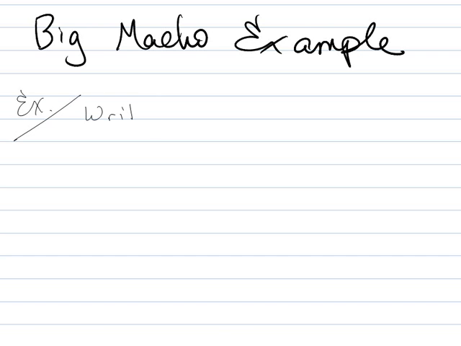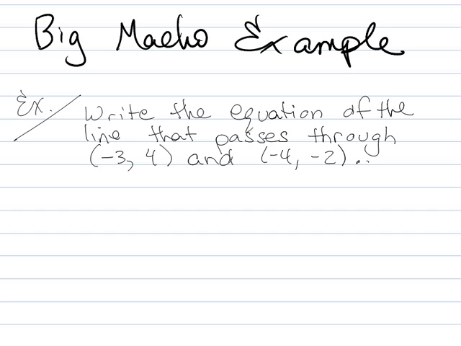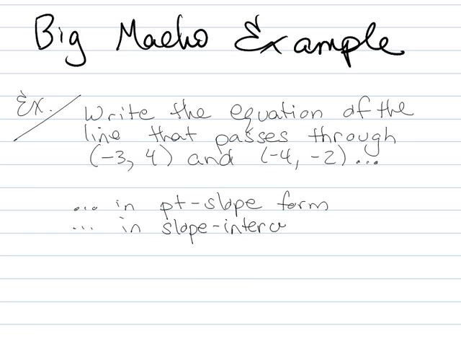Write the equation of the line that passes through (-3, 4) and (-4, -2) in point slope form. See where we're going with this? In y-intercept form. Not y-intercept. I'm going to have to stop doing that one day. In slope-intercept form. And in standard form.